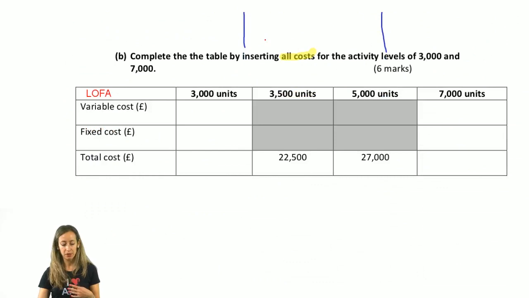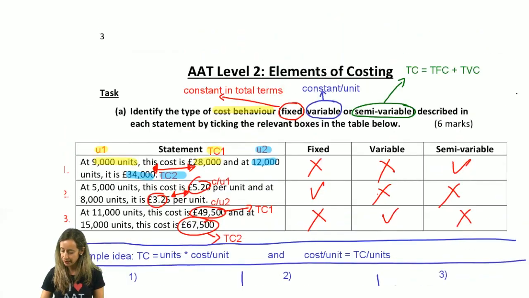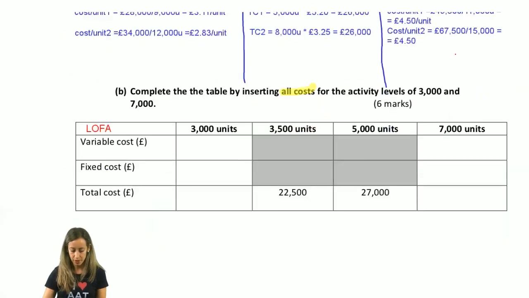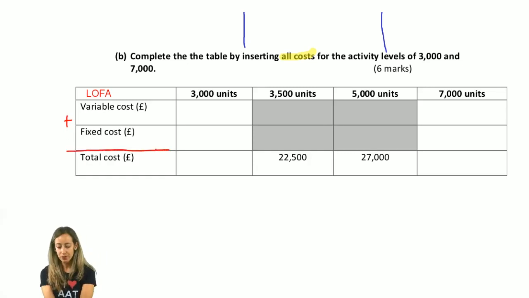But what about part B then? Complete the table by inserting all costs for activity levels of 3,000 and 7,000. Well, remember here we're going to use that simple idea that the total cost, as we already mentioned, is the sum of the total fixed and total variable costs. And so we will have to add to the variable cost the fixed cost in order to get the total cost. And given we already have the data for 2 levels of activity, we have 2 costs, it means we have to use the high-low method here.